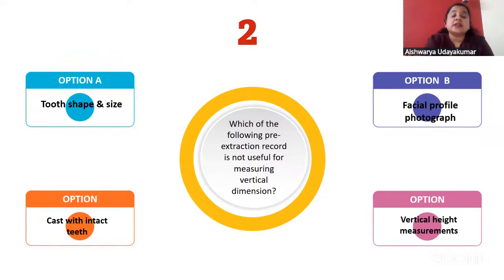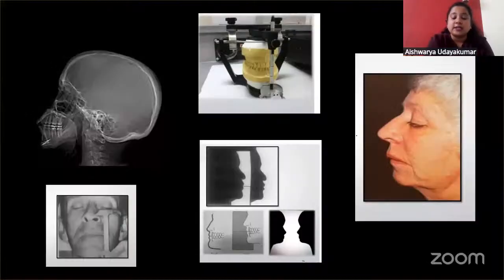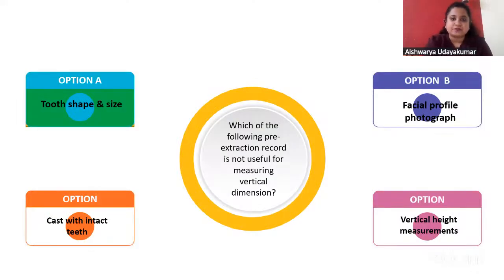Tooth shape and size are used for determining in the next step. That is tooth selection, trying to determine the shape of the tooth and the size of the tooth. It doesn't play any role in determining the vertical dimension. That way, we can know that option A is not useful.